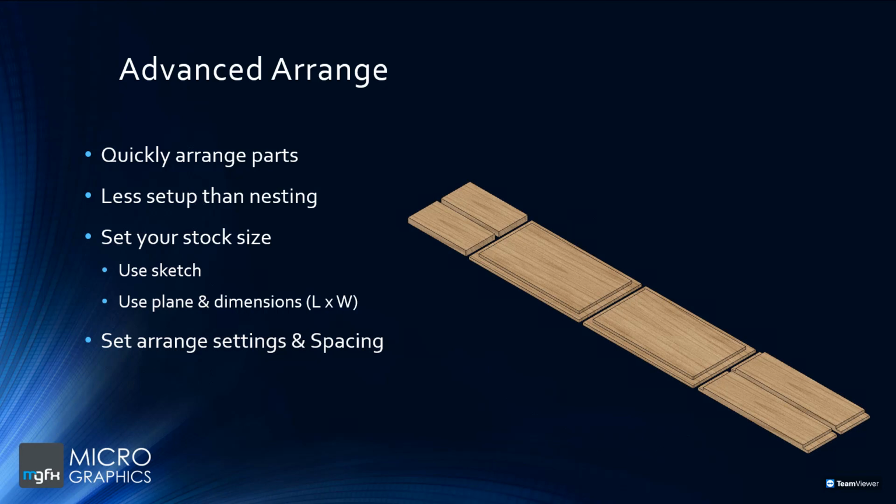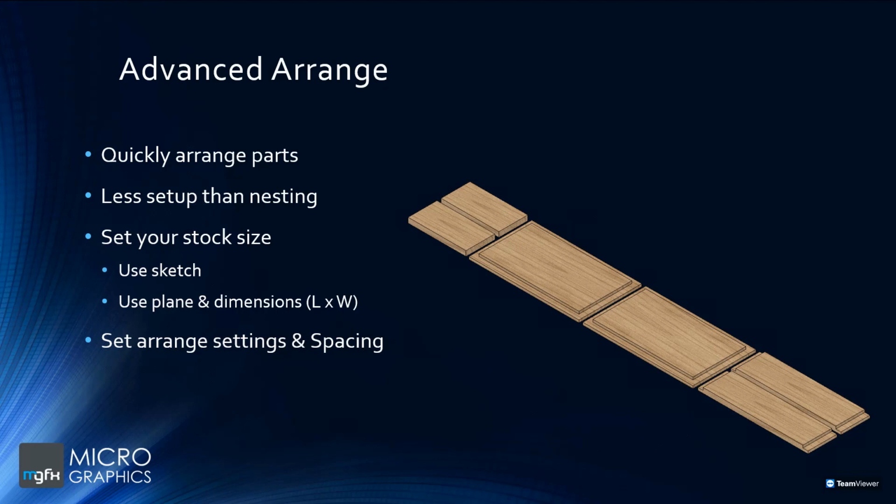What you are able to do is set your stock size, whether you use an existing sketch or you select a work plane and set the dimensions. And then you can set your arrange settings, pretty much how far apart the components should be spaced, and a couple of other settings on that arrange that we can look at during a demo that I will do. So the advanced arrange option, like I said, in the design workspace, is typically for when you want to quickly machine or cut out just a single set of components, and it will arrange it onto a sheet of a specific size.